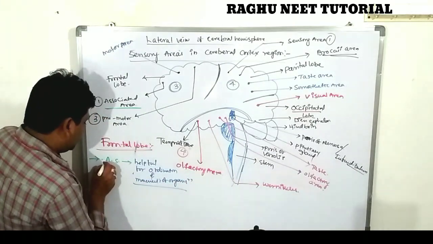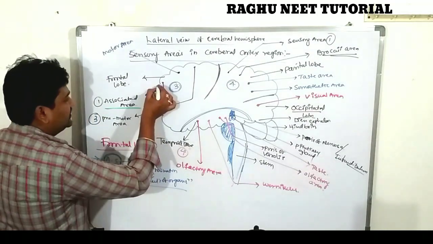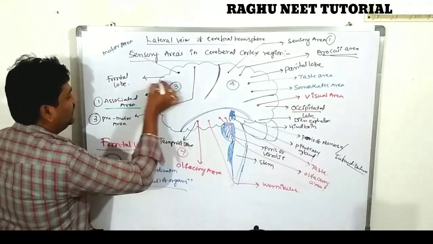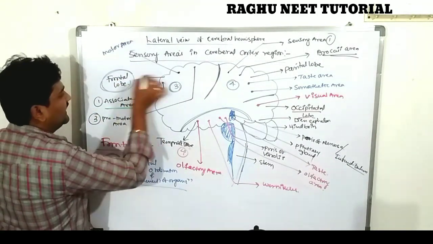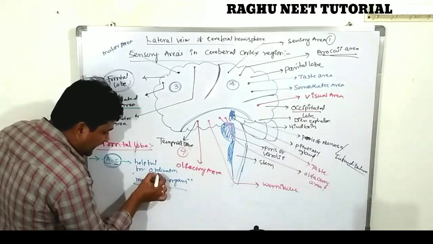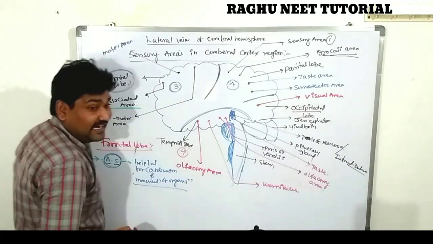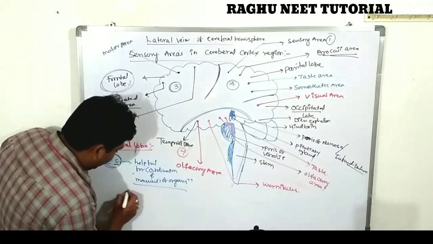Where are the associated sensory areas located? The associated sensory areas are located in the frontal lobe, in the cortex region. What is their importance? They are helpful for the coordination and movement of the organs, like fecal movement.